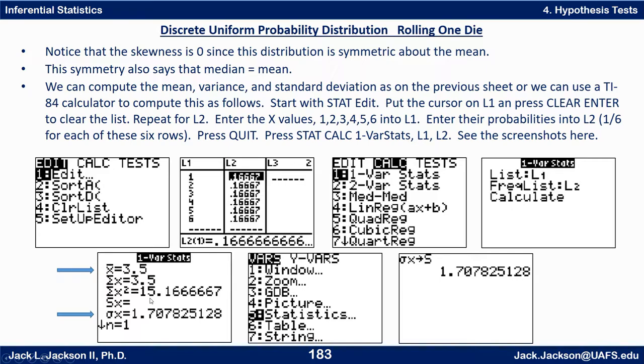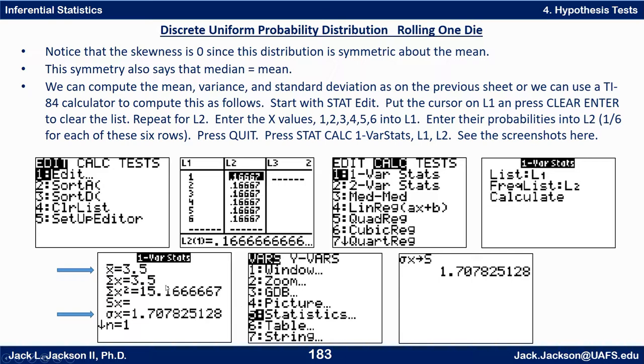And then you'll get this screen here, which tells you X bar, the mean, is 3.5, which is not really X bar, it's actually mu, since this is an actual probability distribution. And you will get your sigma down here, which is the standard deviation to that many decimal places.